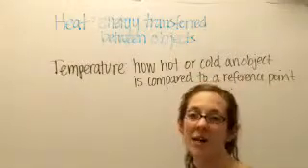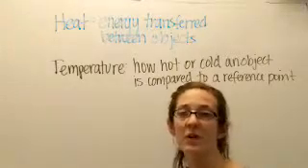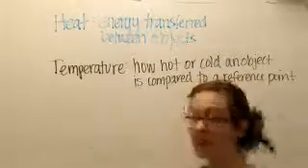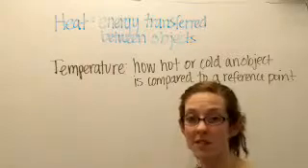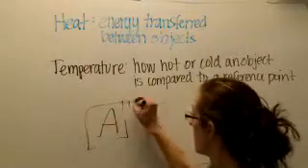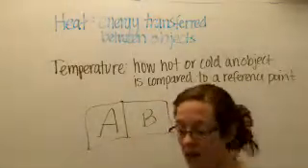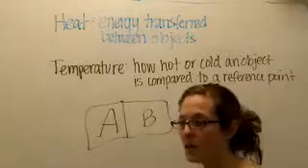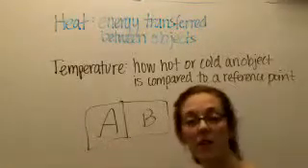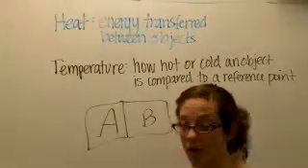Today we're going to talk about heat and temperature. Heat is defined as the energy transfer between objects. For example, if I have two objects, let's call them A and B, and they are in contact with one another, heat will always flow from a hotter object to a colder object. Heat will always flow that way.